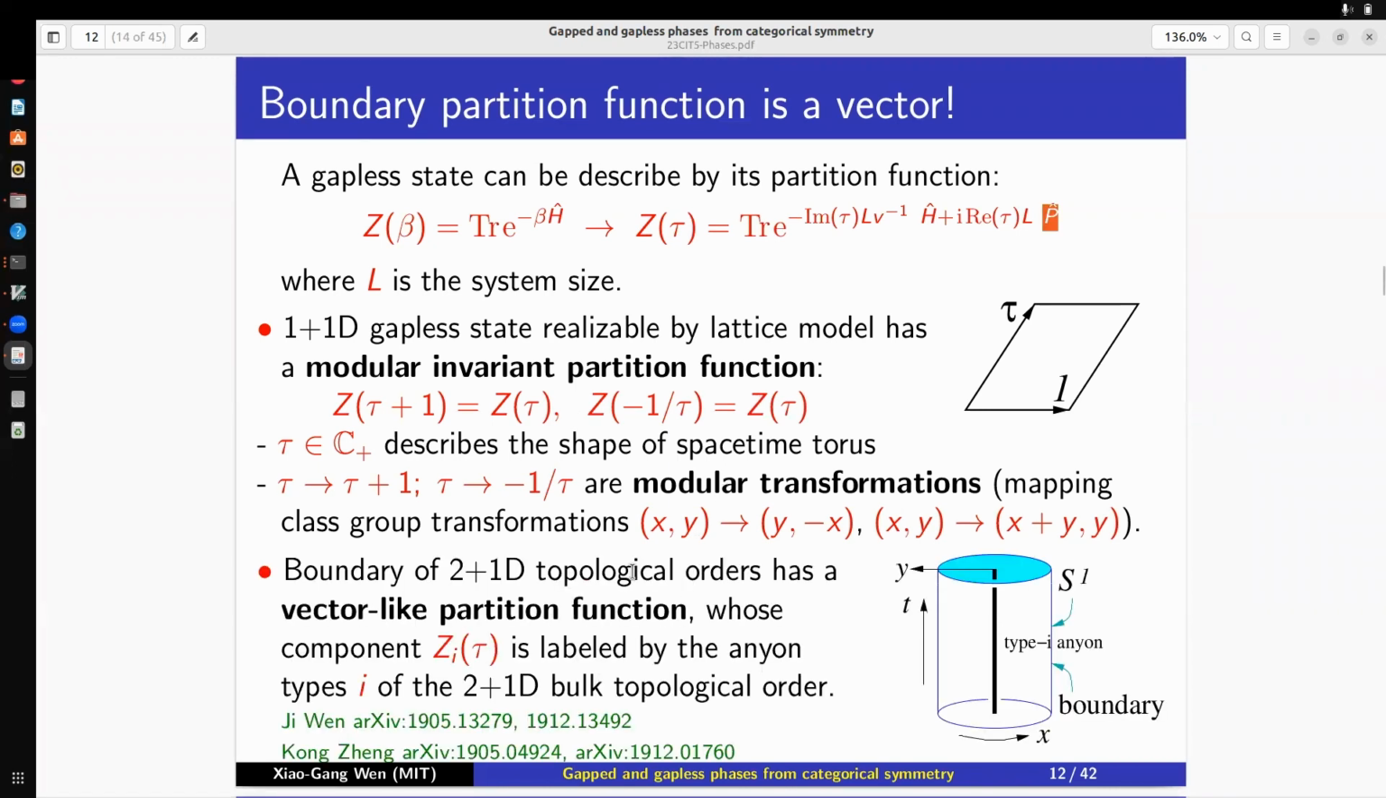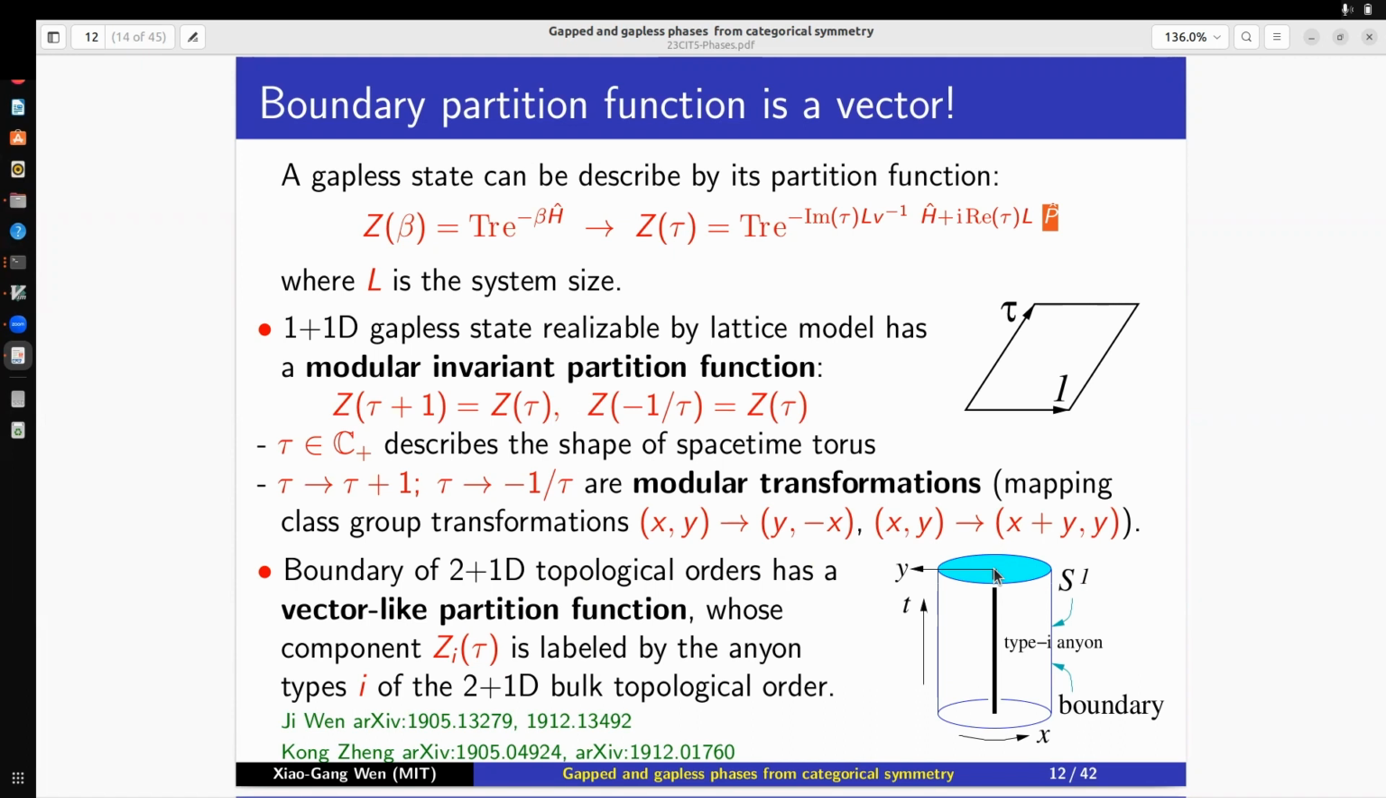However, for the boundary topological order, the partition function is not a number. The reason is the following. We can insert different quasi-particles in the middle of a disk. We have one partition function if we just have a disk. Then the boundary has a partition function. Then we can create an anyon in the middle of the disk.